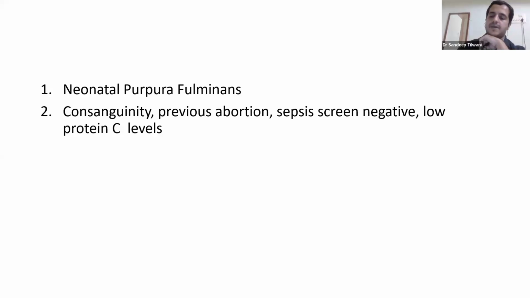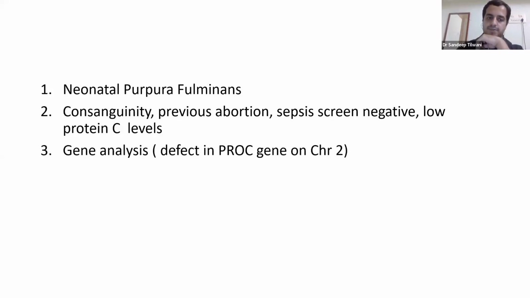If it was something associated with sepsis and full-blown DIC, usually all three levels would be low. That is protein C, protein S, and antithrombin, all three would be decreased. But in this case, only isolated protein C levels were low, and protein S and antithrombin 3 levels were normal. So that points to maybe we are dealing with only protein C deficiency, which may be genetic in origin. To confirm the diagnosis, we have to go for a gene analysis, which would show a defect in the PROC gene on chromosome number 2.